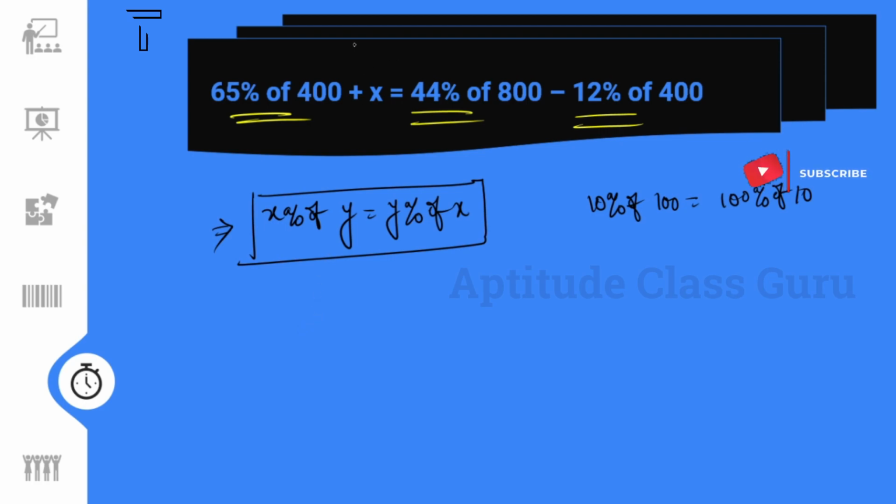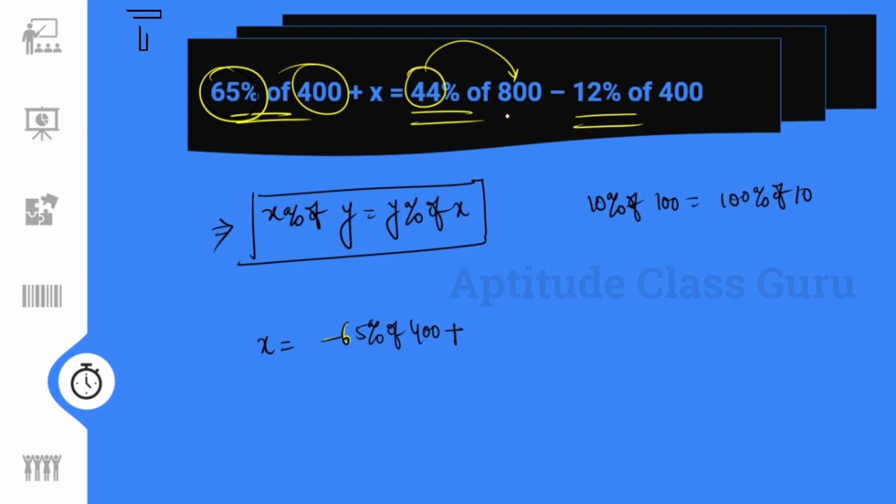Whenever these type of problems are given in the examination, you have to try in a smart way. For example, x equal to 65% of 400 minus 65% of 400 plus 44% of 800. I am writing 800 as 400 into 2, and these two can be multiplied directly to 88, such that it becomes 88% of 400 minus 12% of 400. So we know 88% is there, 65% is there, minus 12% is there.